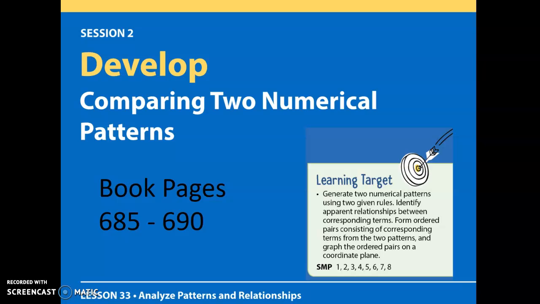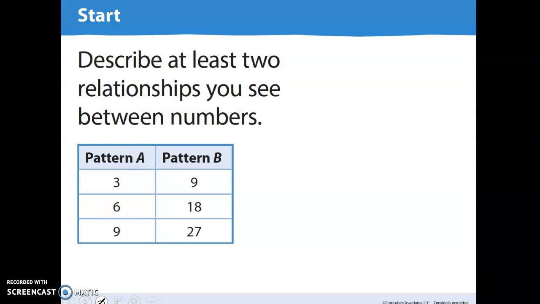Hey guys, we are going to be finishing up this chapter on comparing two numerical patterns. So book page 685 is where we're going to start. Just to do a quick paper pencil practice, describe at least two relationships you see between these numbers.